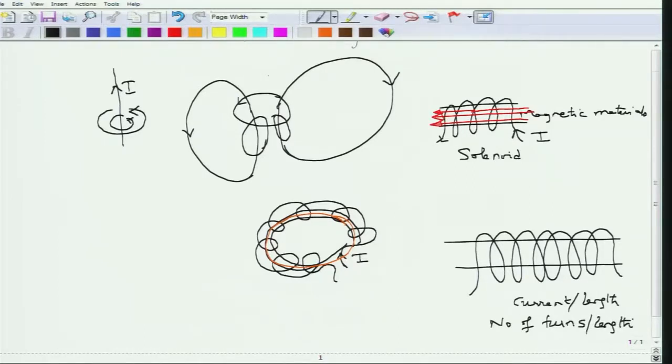So, if you have say 10 turns per meter and the current is around 1 ampere, these are just random numbers which I am picking from my head, not actual values, just to give you the idea here. If the number of turns is 10 per meter and there is a current of 10 ampere in each turn, then the current per meter will be 10 into 10, 100 amperes per meter.